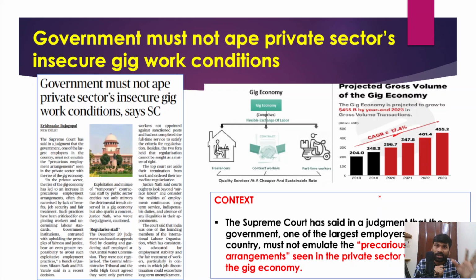And first we'll try to understand the context. As I have already told you, the Supreme Court has asked the Union government that it should not emulate or adopt the culture of gig workers, right? Because the government is the largest employer in the country, and it should not emulate the culture of the gig economy, where employees are very often deprived of social security benefits.